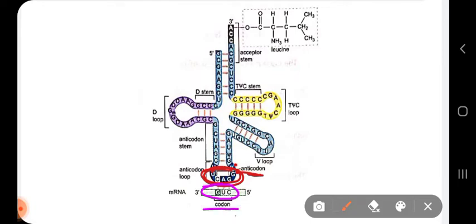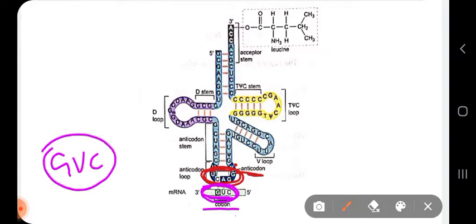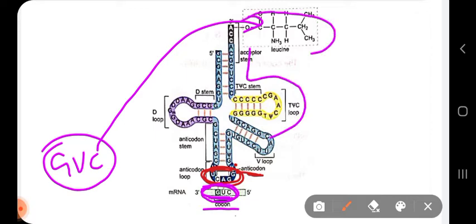What are codons? Codons are 3 nucleotide long decoding elements that code for a particular amino acid. So when it identifies a codon specific for a particular amino acid, like here GUC, this codon codes for leucine. Immediately the ribosome recruits the tRNA which is carrying the leucine amino acid residue.